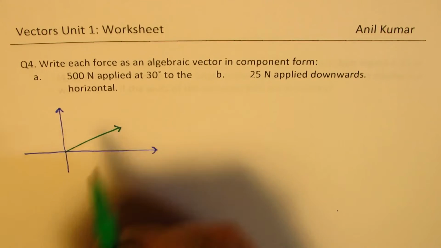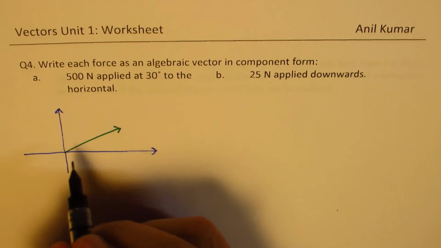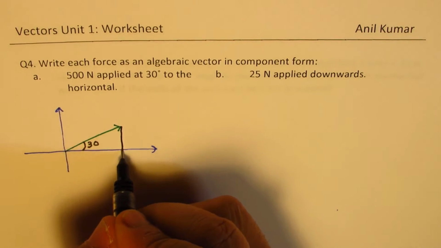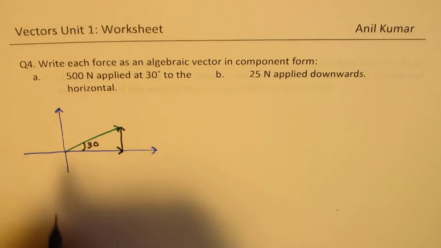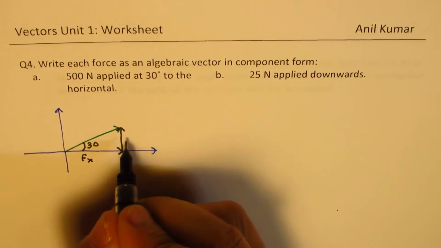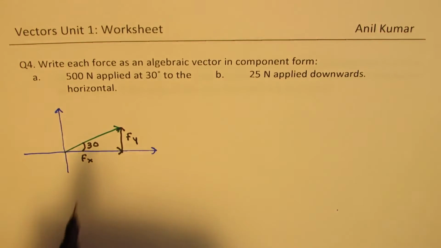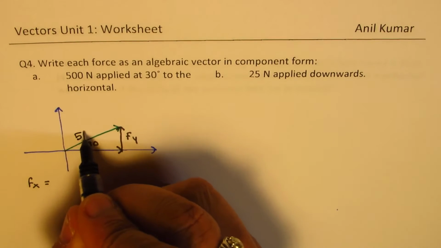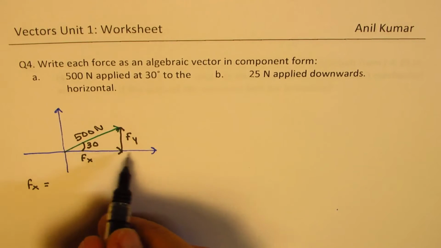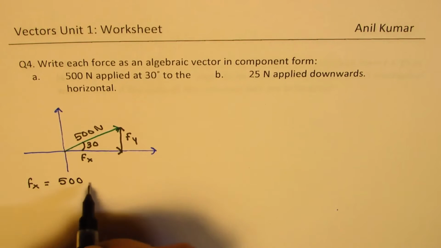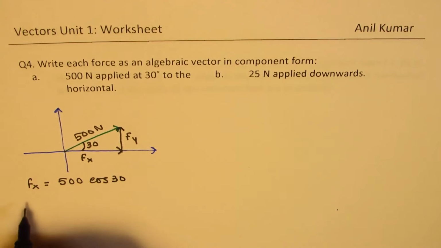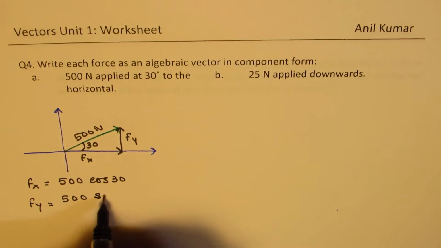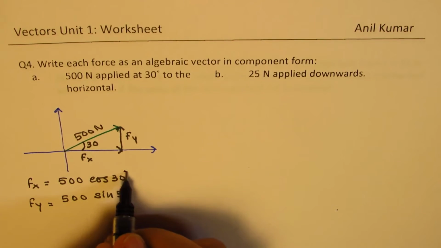So that is 500 newtons, and this is at 30 degrees to the horizontal. It will have two components, x and y. This is the x component, that is the y component. So we can write Fx, this is 500 newtons, will be the cos component. So 500 cos of 30 degrees, and the y component will be the sine component, 500 sine of 30 degrees.